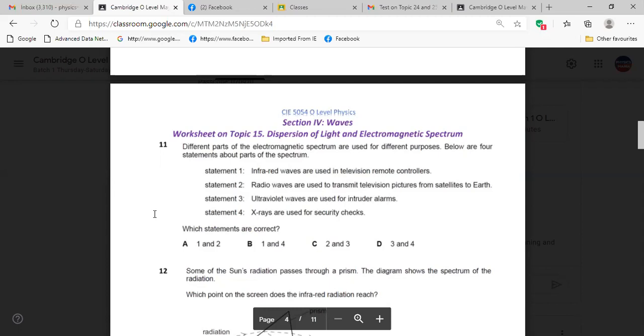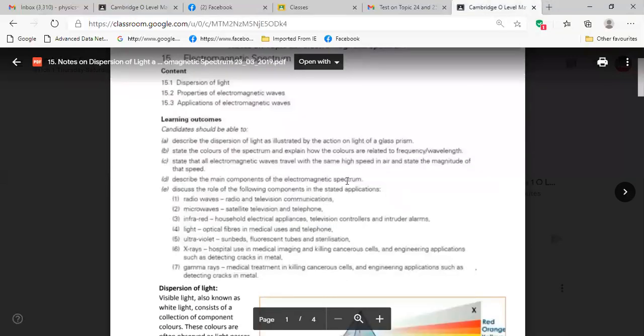Statement 1 we just got, right? It is correct. Infrared waves are used in television remote controllers. This one we just did. And statement 3, ultraviolet waves are used for intruder alarms. Is it correct? Wrong. And what about statement 2? It's also wrong. And X-rays? It's correct.